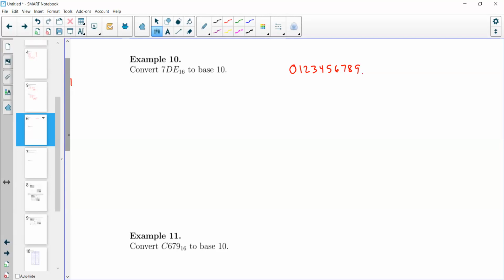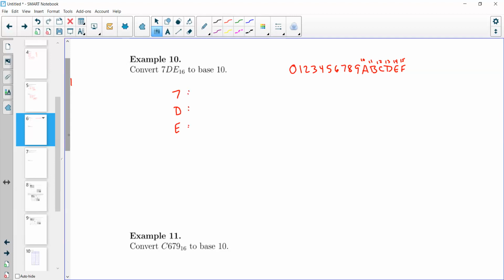Well, let's start with the alphabet. A, B, C, D, E, F. In this case, A is equivalent to what we would call 10, B 11, C 12, D 13, E 14, and F 15. Nope, we do not go up to 16. So now it's just the same. So I have 7, I have D, and I have E.